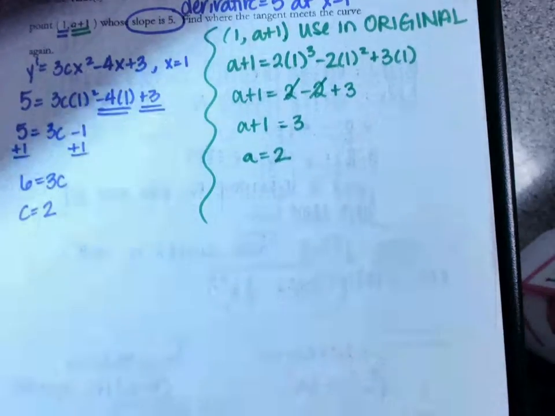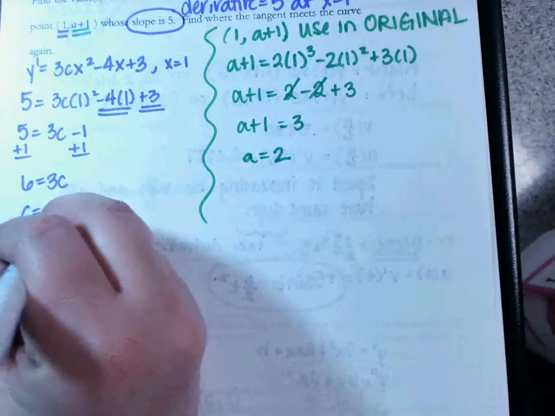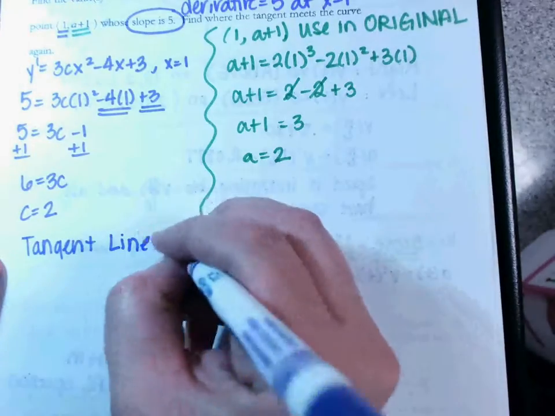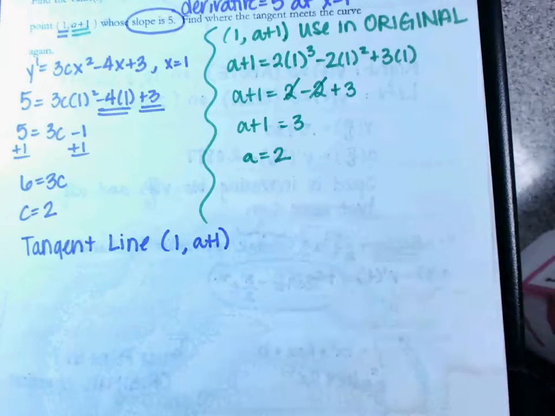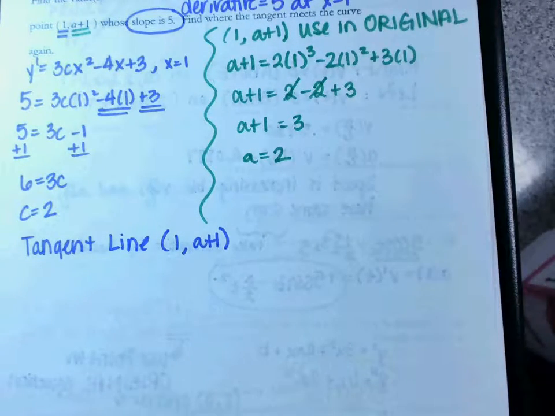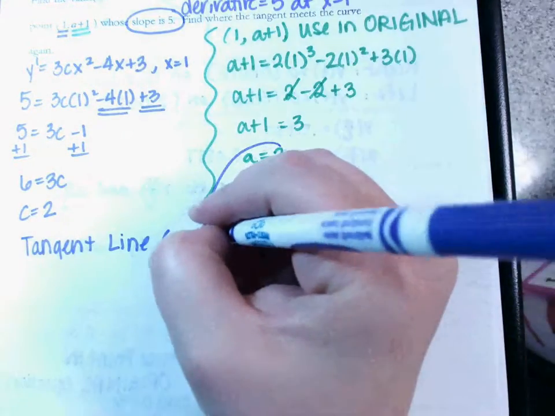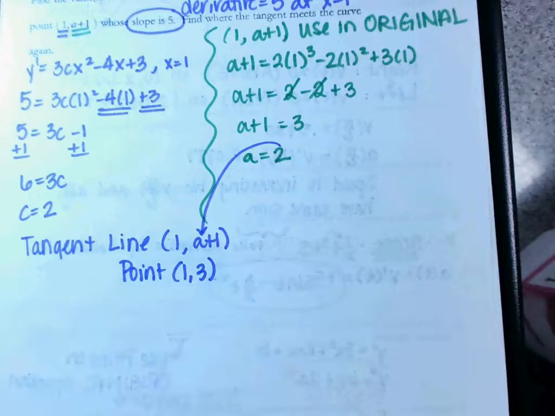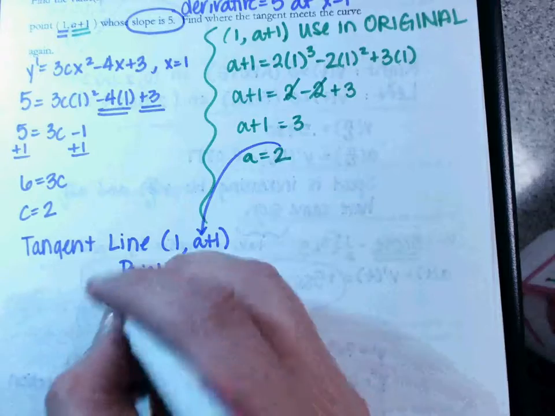So let's start with that. Do I have the point? Okay, now it's (1, a plus 1), but now what's a? 2. So it's (1, 3). Okay, so plug it in. My point is (1, 3). And what is my slope? It was already given to you. 5.